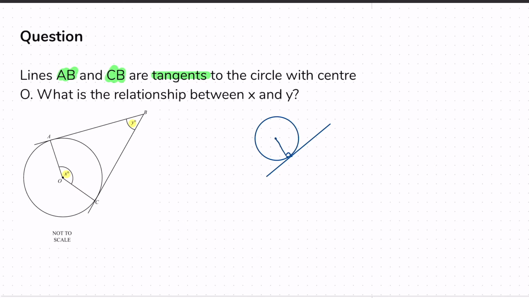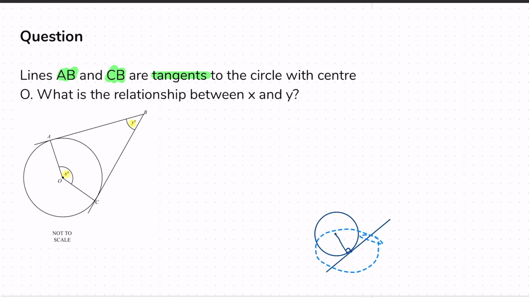So how can I use this information? I'm just going to move my diagram over here. How can I use this information to help me out? Well, it tells me that this angle here is a right angle, this angle is a right angle, and because the shape ABCO is a quadrilateral, the interior angles add to 360 degrees.